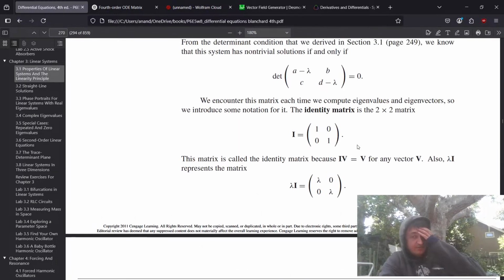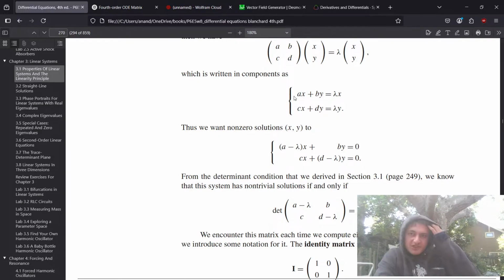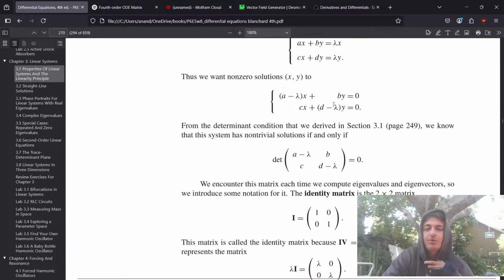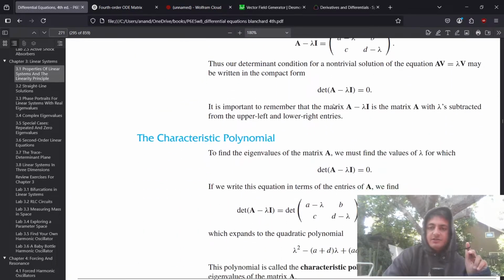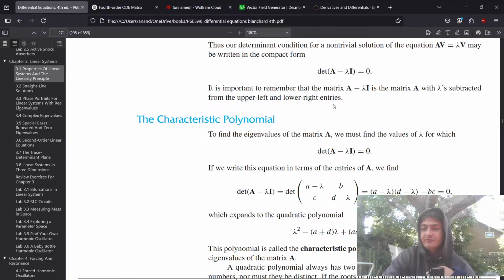So what you need to remember is the equation form of that, because the equation form, I feel like, is the most illustrative.